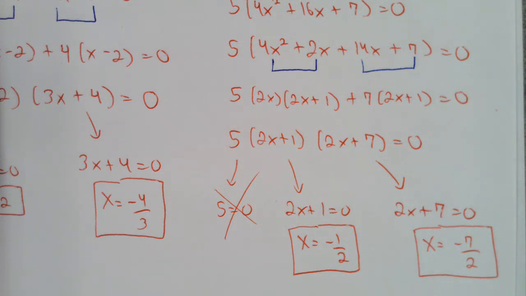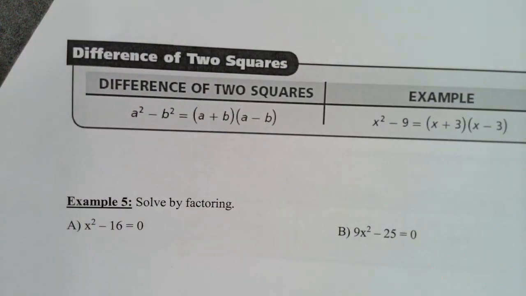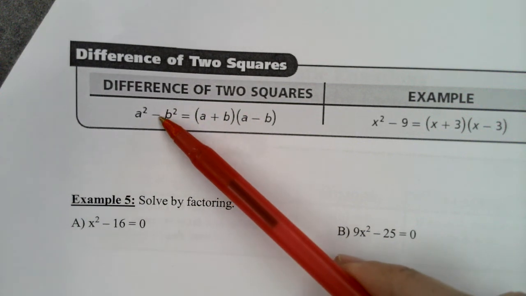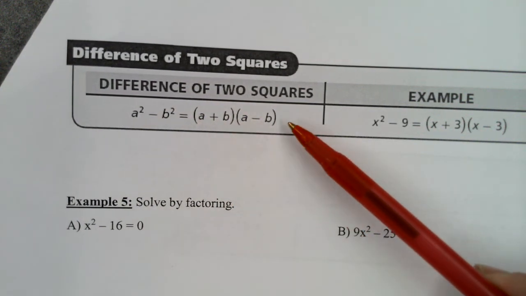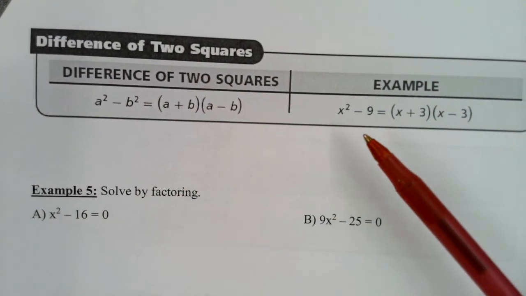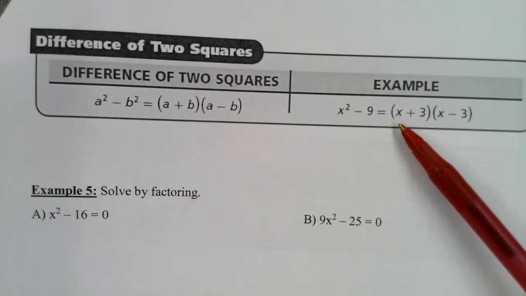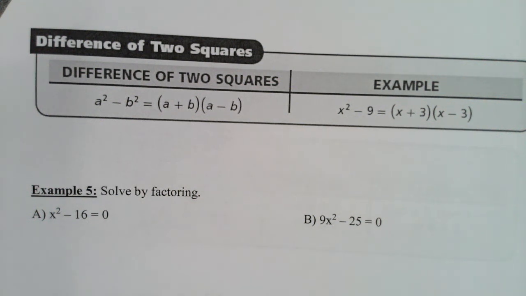That page was tough. Let's move on to an easier page to end it, okay? The difference of two squares. Whenever you have two perfect squares, like in this case, a squared and b squared, and they're being subtracted, it factors to become a plus b times a minus b. So for example, x squared minus 9 factors to become x plus 3 times x minus 3.